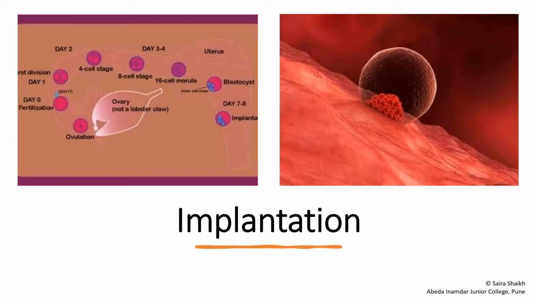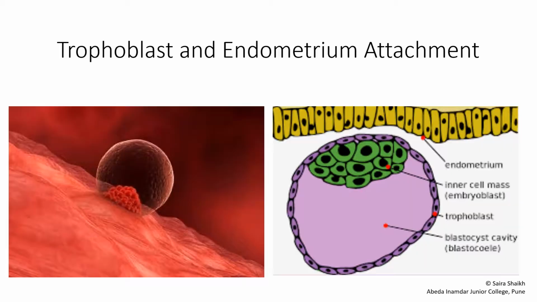After the 7th day, the implantation process starts. Implantation is a stage of pregnancy. At this stage, the embryo attaches to the wall of the uterus and starts receiving oxygen and nutrients from the mother's womb for growth.